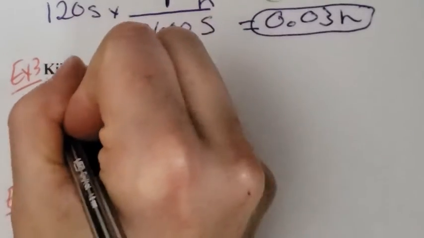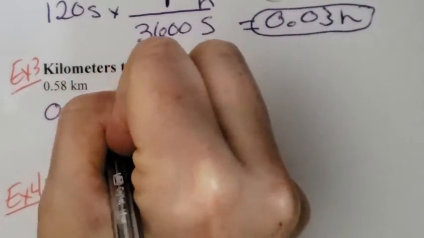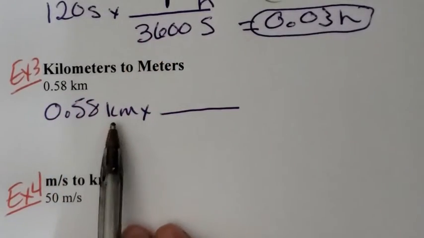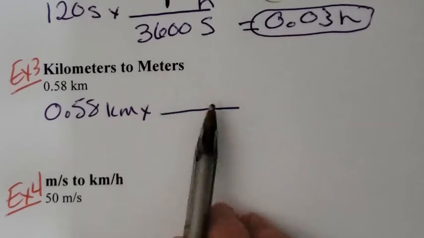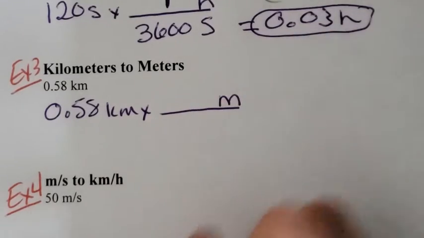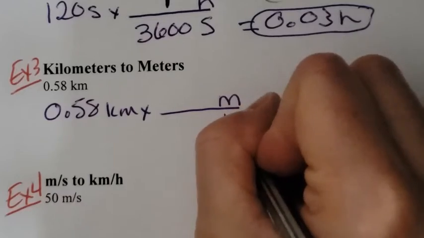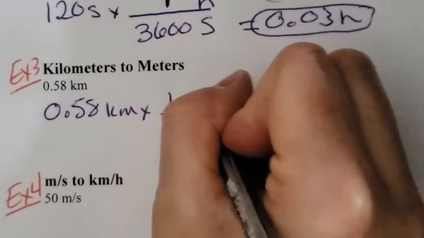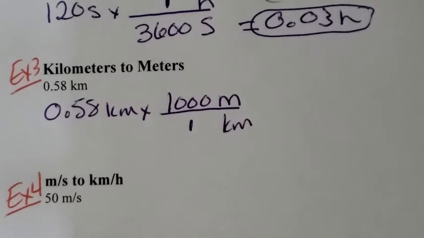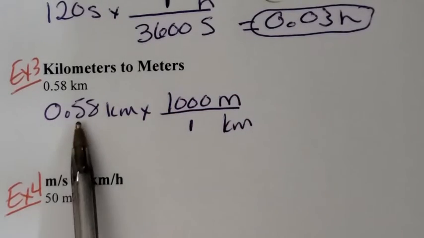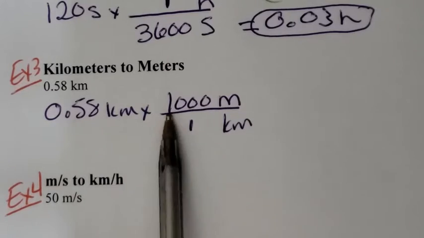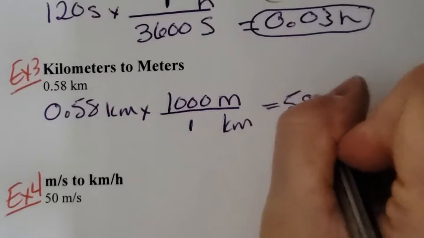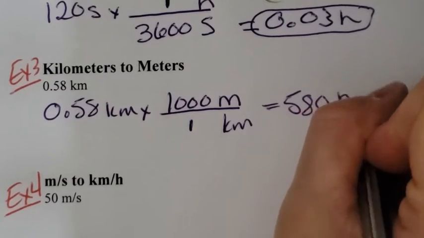So let's keep going. We have 0.58 kilometers, and we're going to multiply it by, well, instead of kilometers on top, I want meters on top. I want to convert that to meters. To make the kilometers disappear, I put the kilometers in the denominator. I know there is 1,000 meters in 1 kilometer. And then all we do is we plug it into our calculator. 0.58 times 1,000 divided by 1 is just 580 meters.